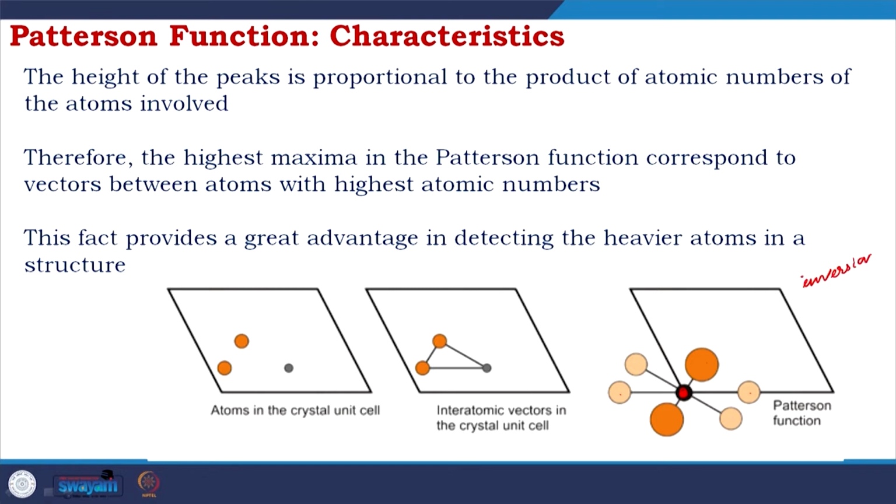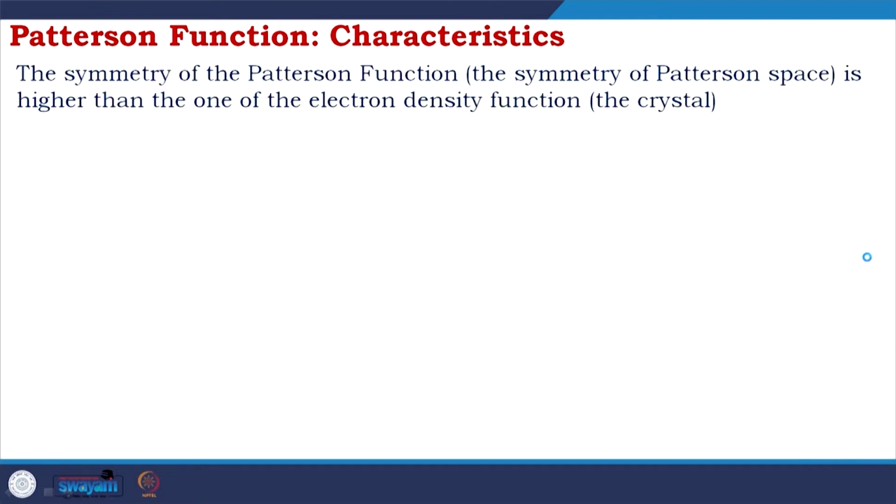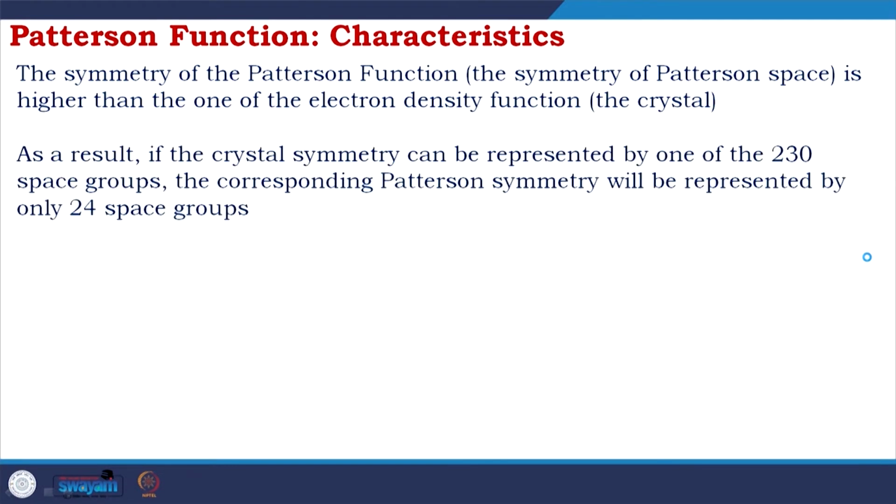We get an inversion center, or center of inversion I, and it would be very important when we are now talking about the symmetry. The symmetry of the Patterson function, or the symmetry of the Patterson space, is higher than that of the electron density function, the crystal. As a result, if the crystal symmetry can be represented by one of the 230 space groups, which you already know, the corresponding Patterson symmetry will be represented by only 24 space groups.